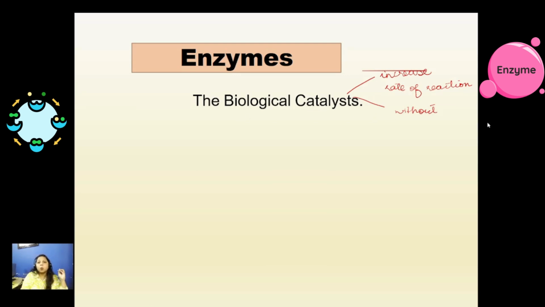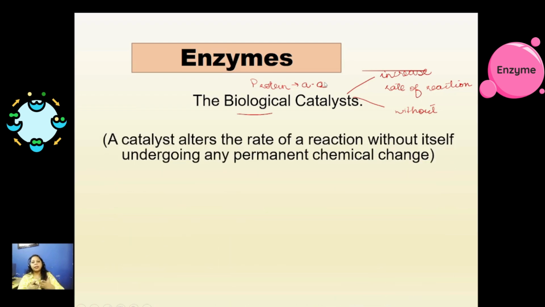Now when we use the word biological, it means they are made up of some biological molecule. They work in some living organism, and they are mainly made up of proteins, and proteins are further made up of amino acids. So this is the general definition of enzymes. A catalyst is something that alters the rate of reaction without itself undergoing any permanent chemical change.